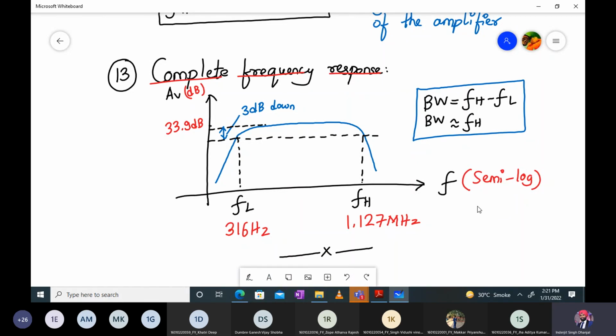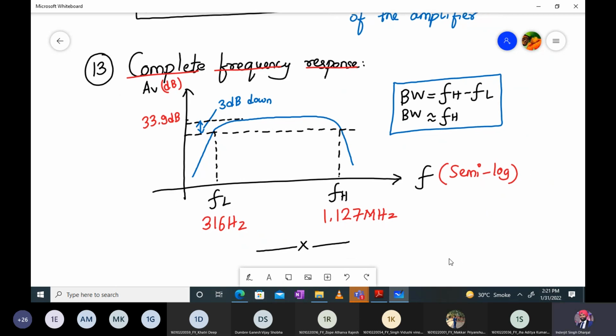So with this, we complete the high frequency response and the low frequency response of the BJT amplifier. Next time, we will start with the high frequency model of a MOSFET. Fine. So thank you for joining, and sorry for taking your 5 minutes.